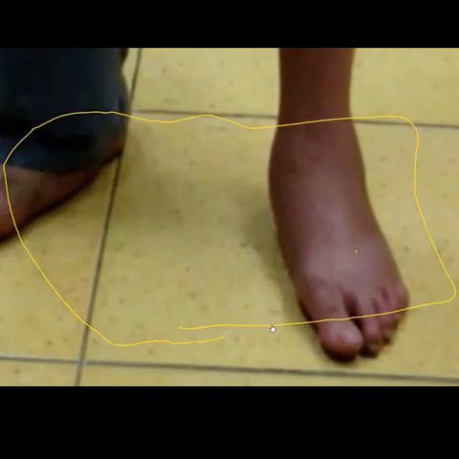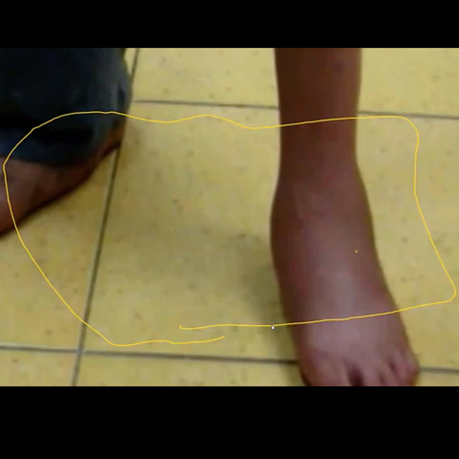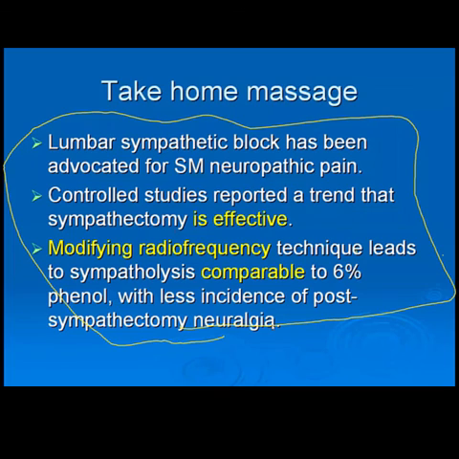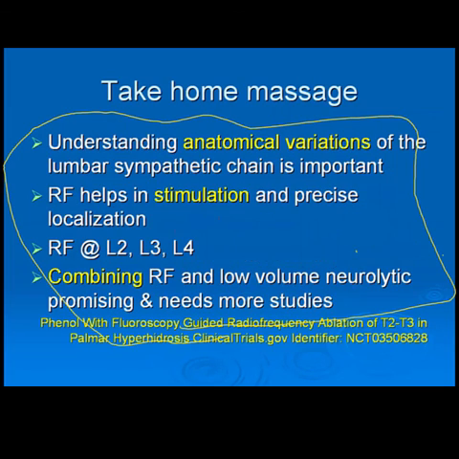So the take-home message, I would like to say that lumbar sympathetic block has been advocated for sympathetically mediated neuropathic pain. Controlled studies have reported a trend that sympathectomy is effective. Modifying the radiofrequency technique leads to sympatholysis comparable to 6% phenol with less incidence of post-sympathetic neuralgia.